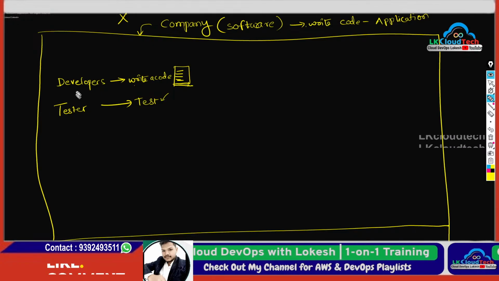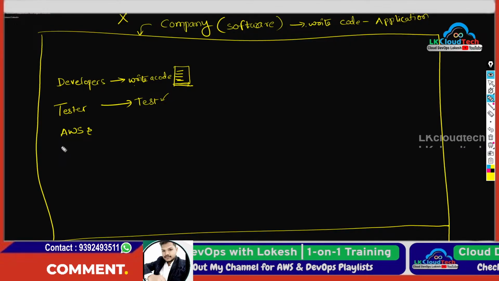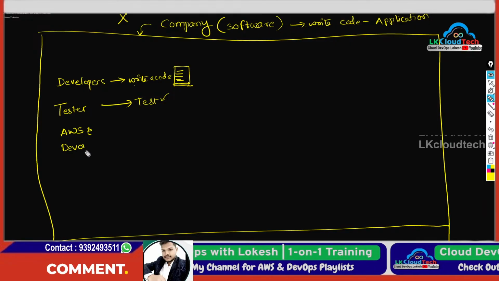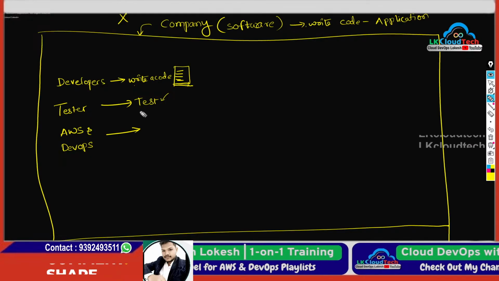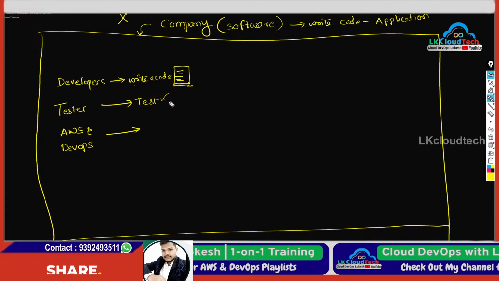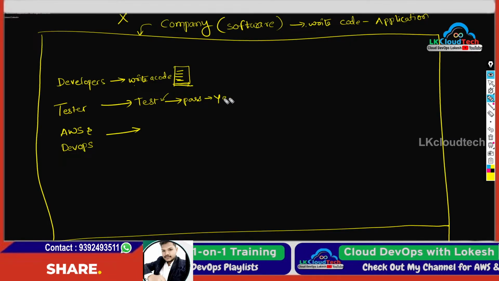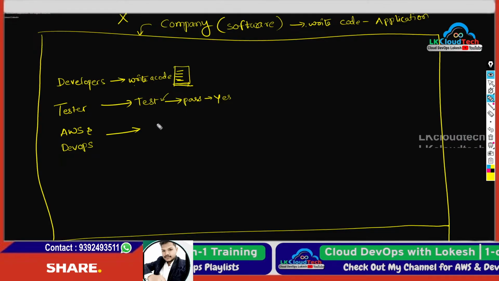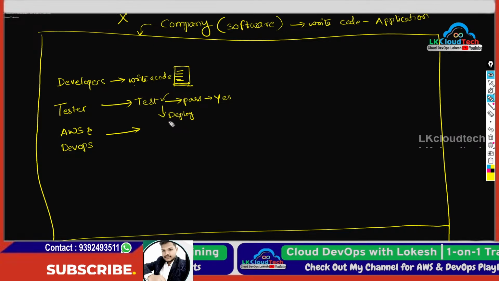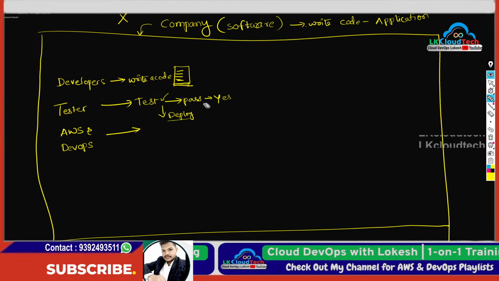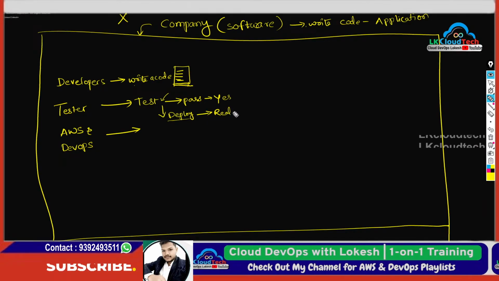Clear? And next, the AWS and DevOps team. What will this DevOps team do? Whatever code is there, the tester will pass it and sign off that yes, this code is ready. Then what happens? This code must be deployed. Deploy in the sense that whatever code is ready, you need to make it into a real application format.